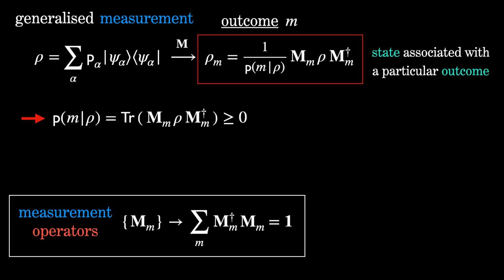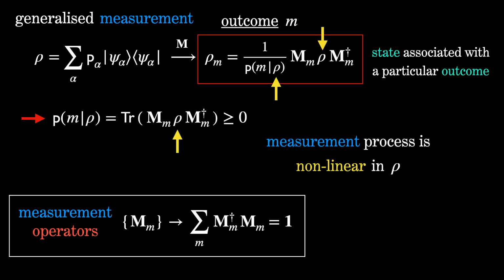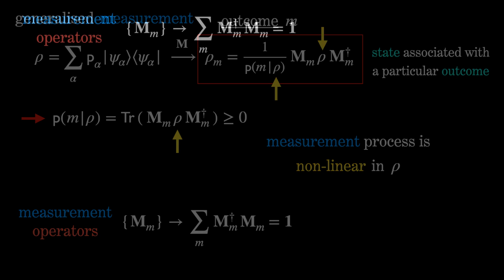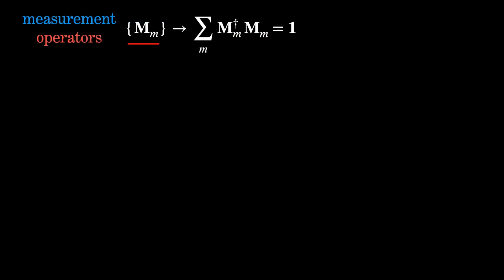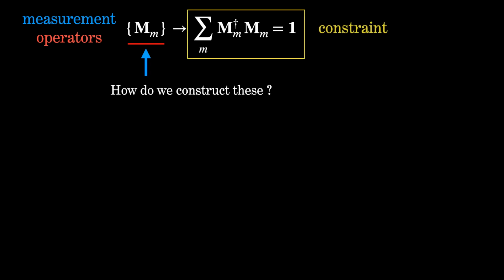Thus we now have a general formalism for describing measurements. Note that the collapse of the state of the system to one particular outcome is in general a non-linear transformation, as can be seen from the post-measurement state in the red box. And we can easily implement such transformations just by choosing an arbitrary set of measurement operators. Let's go into a little detail about how we construct these operators. The main difficulty is that they are not completely arbitrary and must satisfy this normalization constraint.